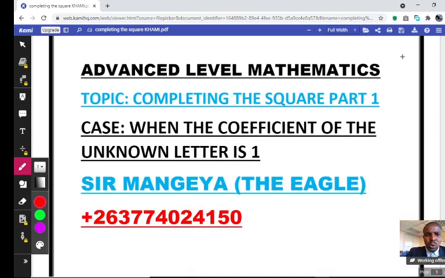Right. So this part is on completing the square method, advanced level mathematics. And there are two situations, cases, scenarios in this case. One is when the coefficient of the unknown letter is 1. A coefficient is just a number with a letter. That's called a coefficient. I will explain that one.